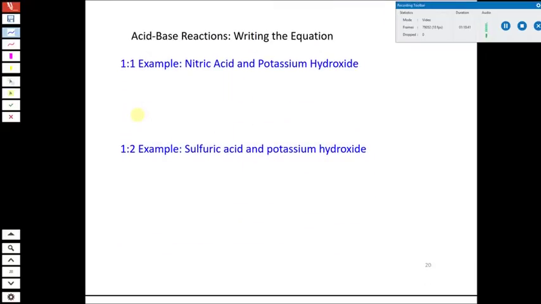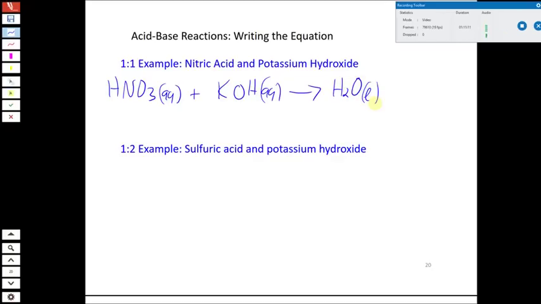And just like precipitation reactions, the coefficients in acid-base reactions are usually pretty small and pretty simple. So if we have nitric acid and potassium hydroxide, we have HNO3. Potassium hydroxide is KOH, two aqueous solutions. And as we said, they combine to form water and ionic compounds. So the H plus and the OH minus make water. We write water as a liquid because that's what it is. We don't write aqueous water. It becomes part of the solvent.